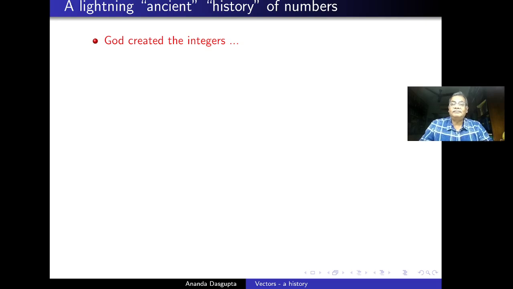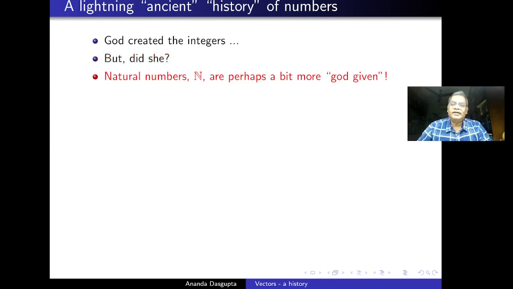So in the beginning, there were integers. Leopold Kronecker, a famous mathematician, had said, "God created the integers, everything else is the work of man." So, God created the integers. Or did she? Because if you really think about it, the integers are really not that God-given. What is more natural are, as the name suggests, the natural numbers or the counting numbers 1, 2, 3, 4 and so on.